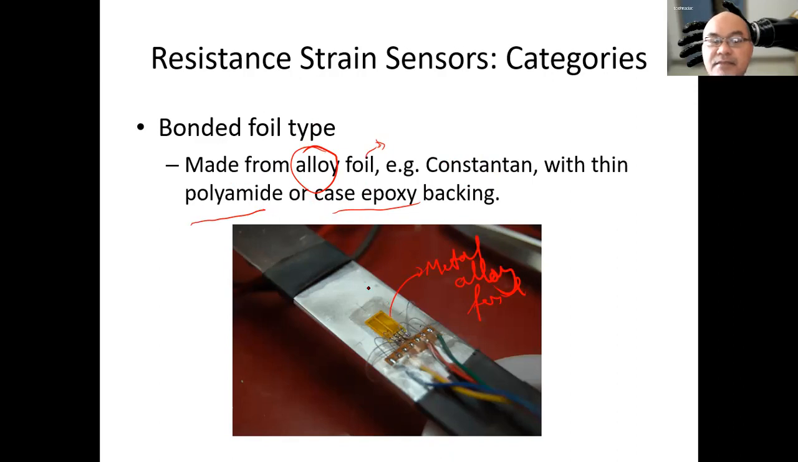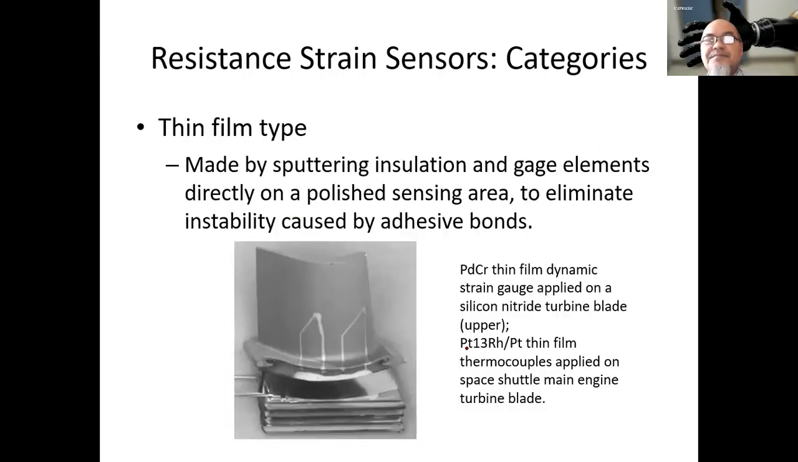Then the polyimide can be attached using special glue to the structure, the structure whose strain you want to measure. So this is connected. For example, here it has two strain gauges that are then connected to these four cables.